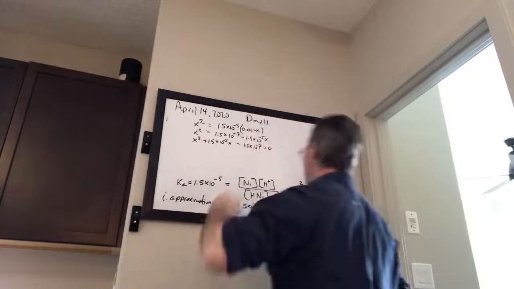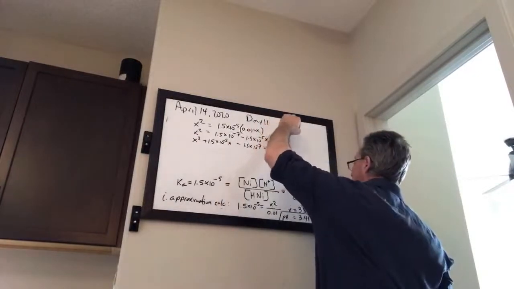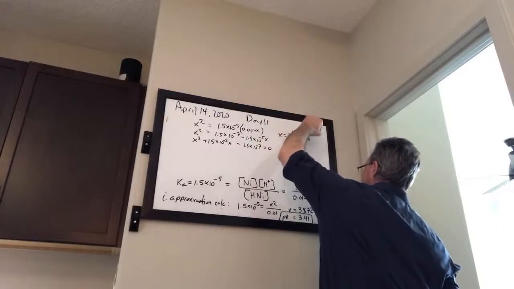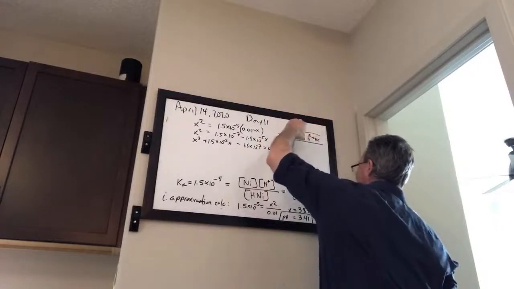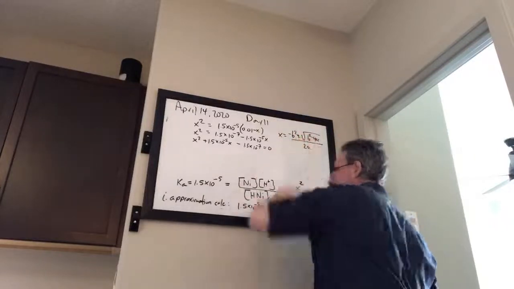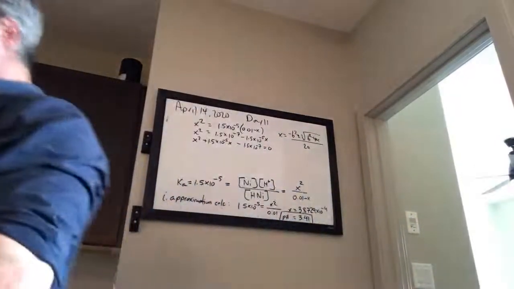Plug that into the quadratic formula. If you don't have a calculator, X equals negative b plus or minus the square root of b squared minus 4ac, all over 2a. But we live in the 21st century and we have calculators that will do that for you.